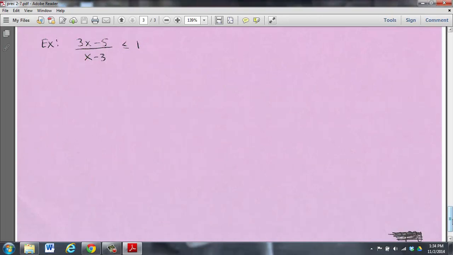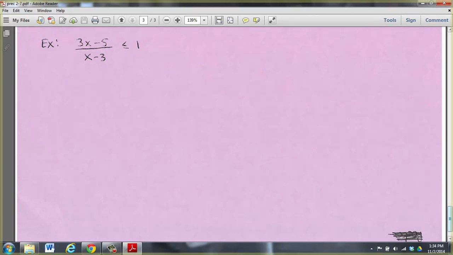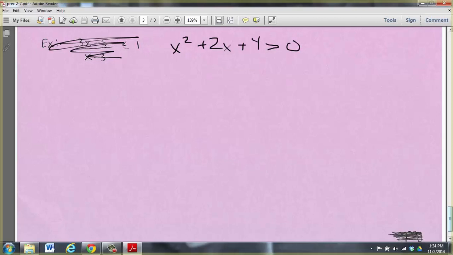Okay, I want to go over one last thing, and that is an example where you get something that is probably not quite expected. For example, you want to know where is it that x squared plus 2x plus 4 is greater than 0. So you first want to factor it, and yeah, that's going to be a bit of a problem. So what we want to do is find our zeros. We would jump in and use a quadratic formula.